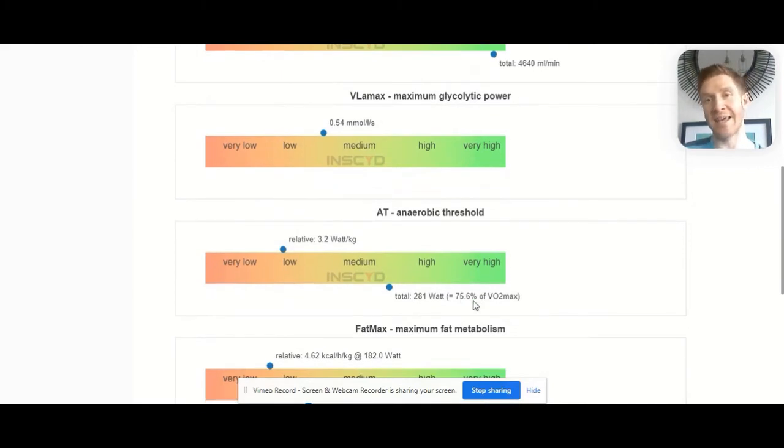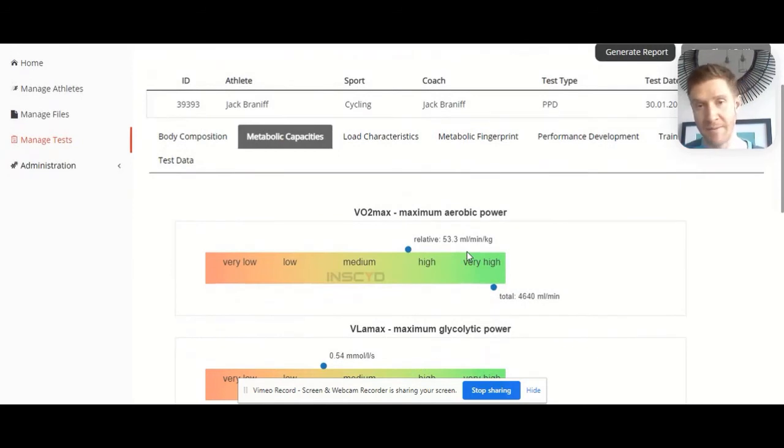However, what we can see is what percentage my anaerobic threshold is of my VO2 max. Again, I've spoken about this before. Your fractional utilization, if this is too low, like it is here, I know that I need to pull this up higher. So basically my FTP is 280, my VO2 max is 530, 553.